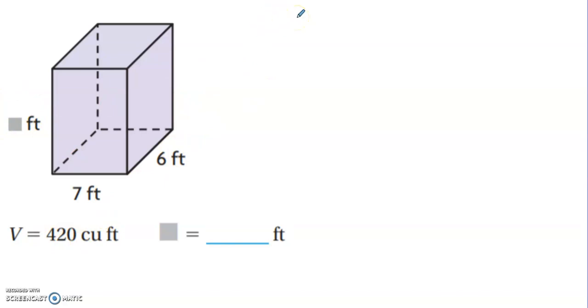So what I always do is rewrite my formula so I know what I'm looking at. Volume equals length times width times height. Now that I have that, I just fill in the information that I have. Well, I know my length is 7 feet. So I put 7. My width, which is front and back, is 6.